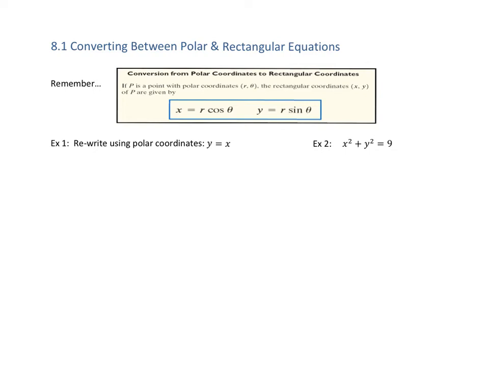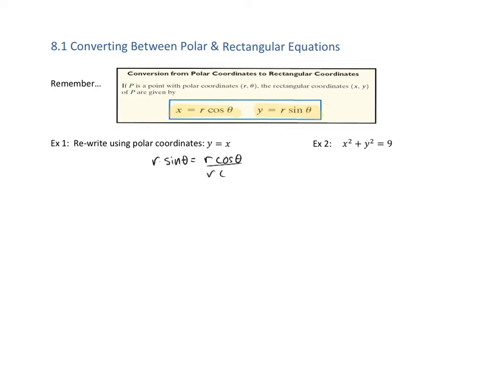Okay, so now we're going to convert between polar and rectangular equations. And so we've got our equations here, y equals r sine theta, and x equals r cosine theta. So we're going to use those. I'm going to replace y with r sine theta, and x with r cosine theta.